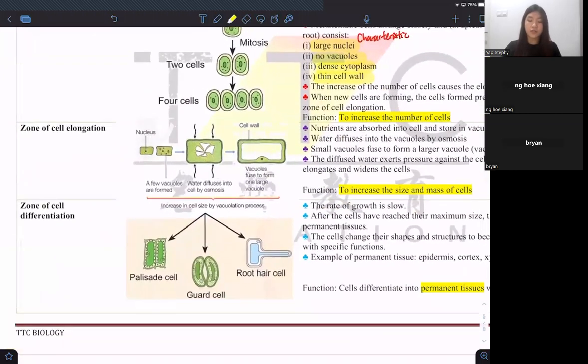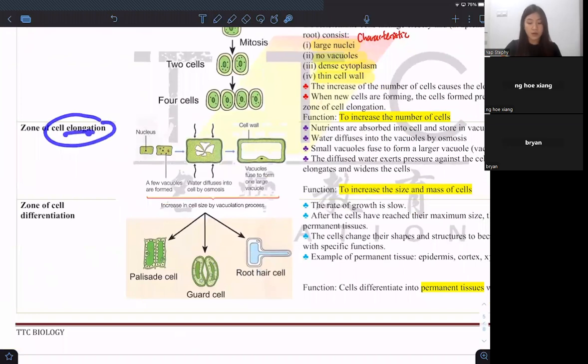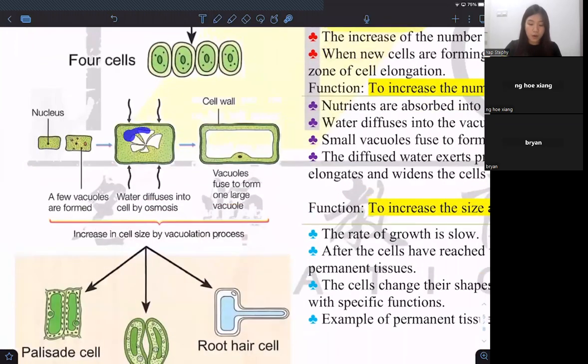After you've done the first zone, you will go to the second zone, which is cell elongation. Elongation means you will increase the size and length of the cell. Why can the length increase? Because all the small vacuoles combine together and become a large vacuole. The vacuole produces pressure against the cell wall, then it will widen and elongate the cell. So this is cell elongation.